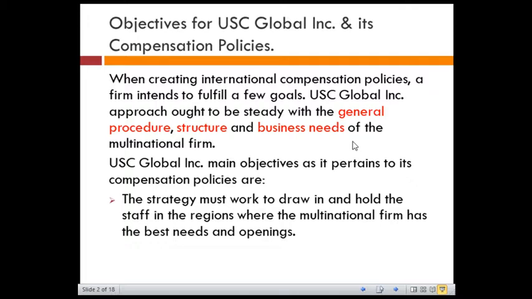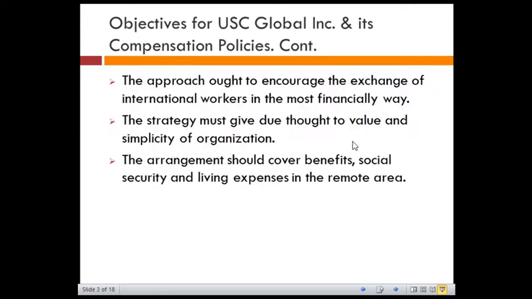Firstly, the strategy must work to draw in and hold staff in the regions where the multinational firm has the best needs and openings. The approach ought to encourage the exchange of international workers in the most financial way, because you want to reduce costs. The strategy must give due thought to value and simplicity of the organization. And lastly, the arrangement should cover benefits, social security, and living expenses in the remote area.